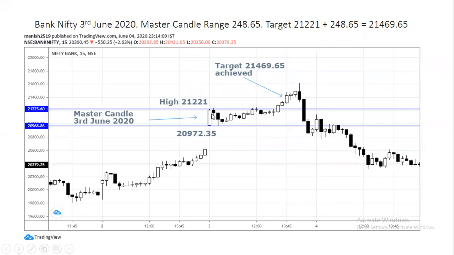Price was just moving inside the master candle. These all are baby candles. So this was the consolidation phase. And finally, you can see we got a breakout. Now we want the breakout on a closing basis. So wait for the candle to close.